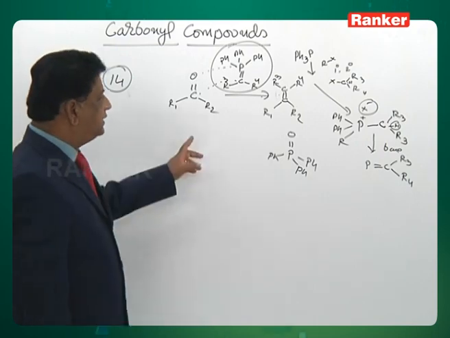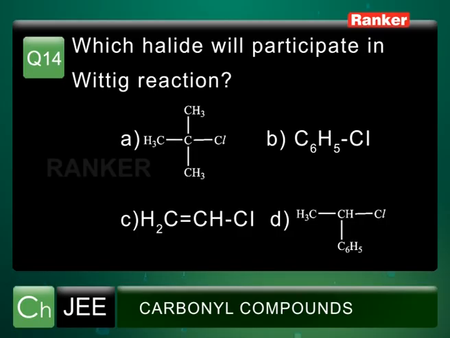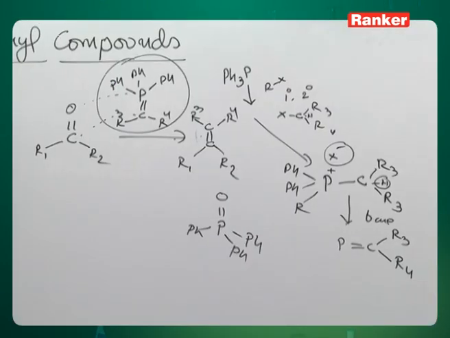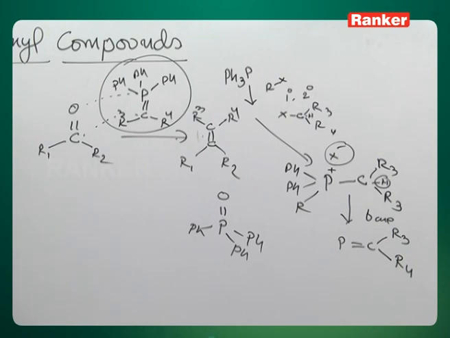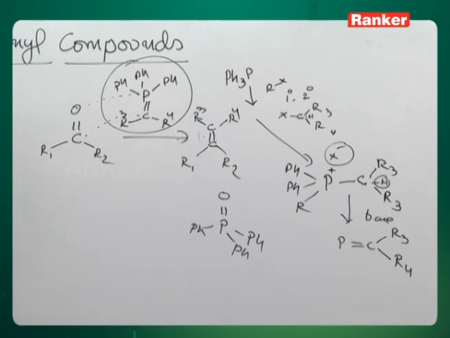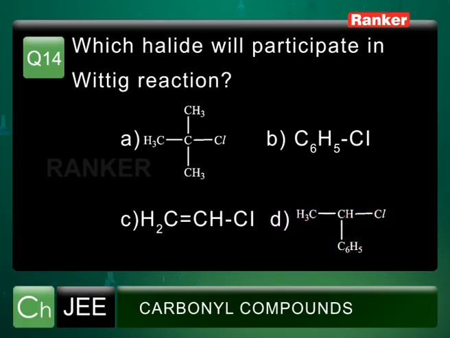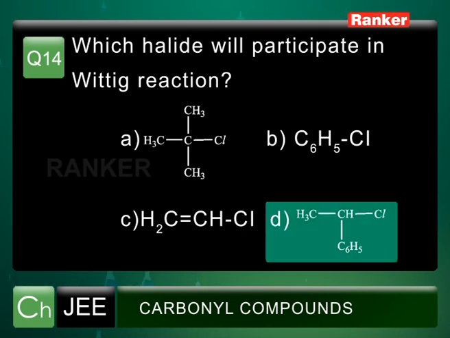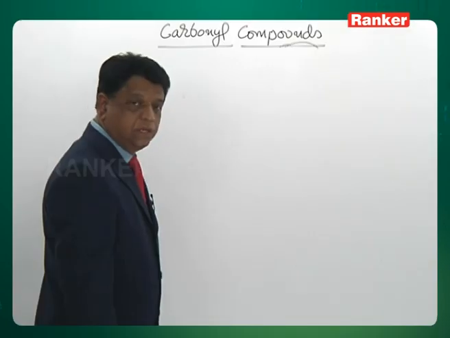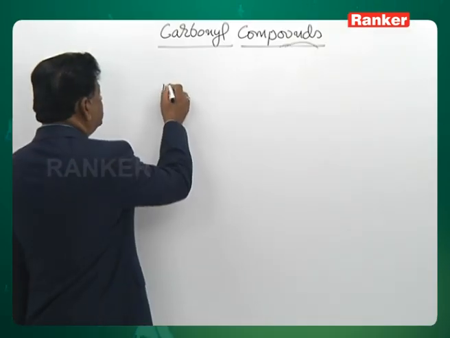That's called the Wittig reaction. The question here is what type of alkyl halide will participate in the formation of the Wittig reagent. Only 1 degree and 2 degree are eligible. So therefore we have a 2 degree alkyl halide. Option D is the right answer. The reaction is a very popular reaction known as the Wittig reaction. So let's go for the next question, the 15th question.